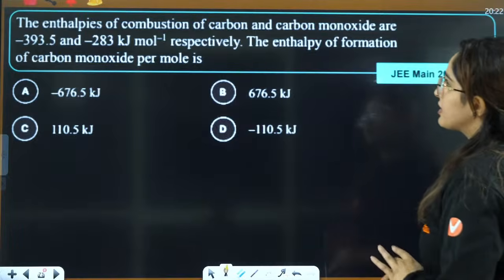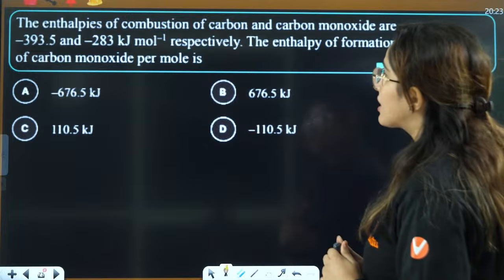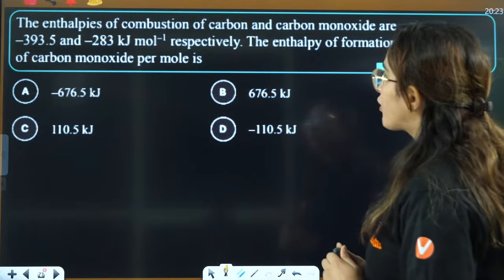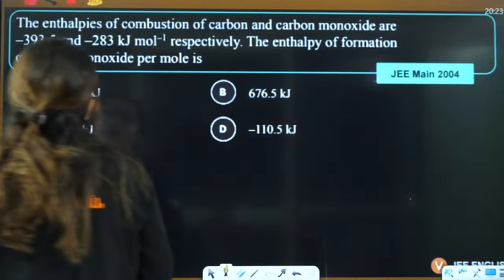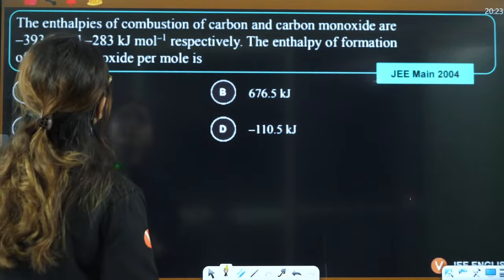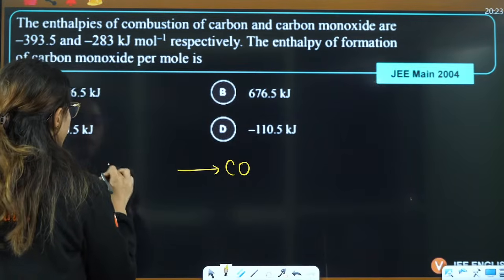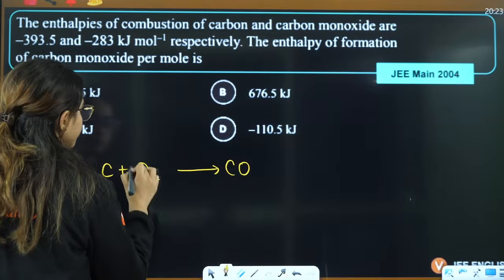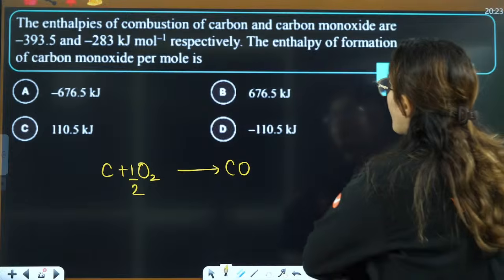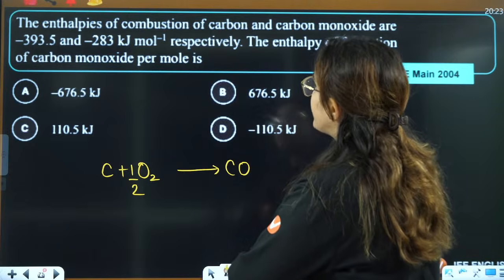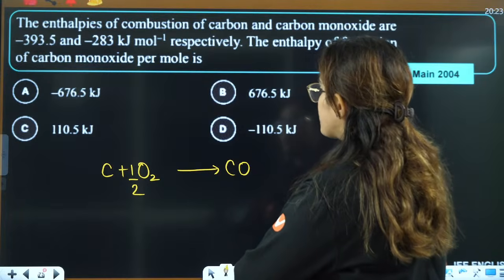Let's see the question here. The enthalpy of combustion of carbon and carbon monoxide are this and this. Find the enthalpy of formation of carbon monoxide per mole. Now, combustion is given to you. See, carbon monoxide, you have 1 mole, and it will be formed by carbon and O2. Enthalpy of combustion of carbon and carbon monoxide are given to you. Enthalpy of formation of 1 mole you have to tell me.